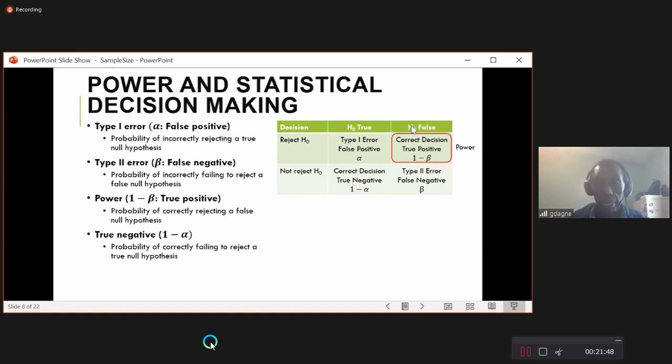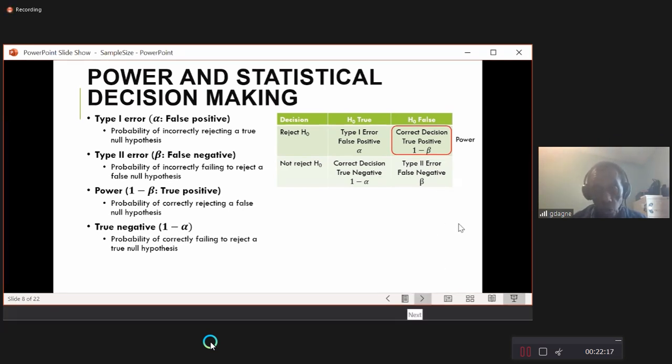On the other hand, if H0 is false and we happen to reject H0, that's a correct decision. That's what we're talking about, power. And if H0 is false and we fail to reject H0, we also make an error. So that's type 2 error, which is a false negative. Okay, all these things graphically we can look at. Nothing new, you know this already.